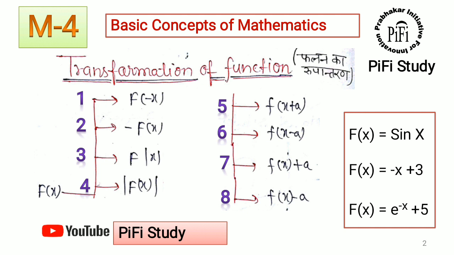So there are 8 cases in which I will tell you how to transform f(x) to f(-x), -f(x), f(|x|), |f(x)|, f(x)+a, f(x)-a, f(x+a), f(x-a). In this module, I will discuss only 4 cases, and some other cases I will discuss later.